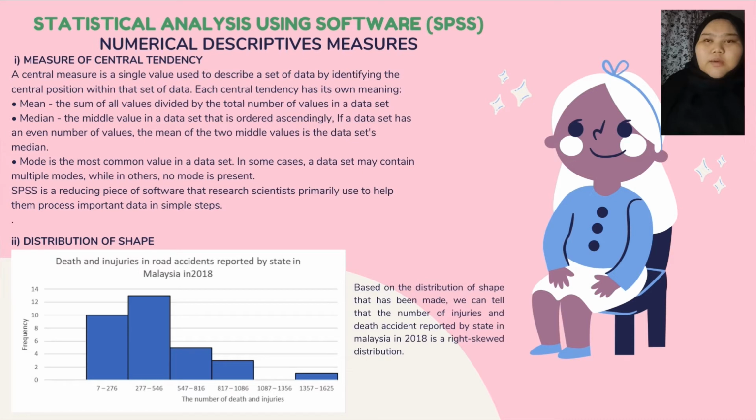Finally, mode. Mode is the most common value in a data set. In some cases, a data set may contain multiple modes, while in others, no mode is present.